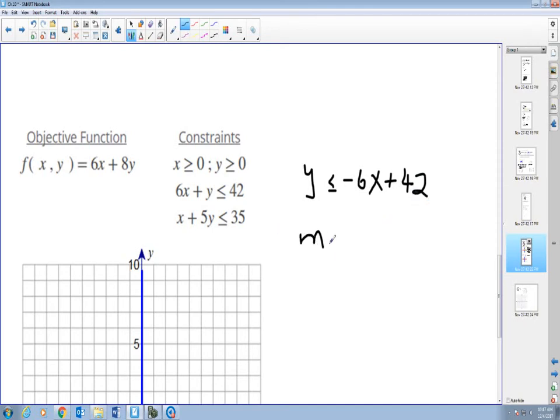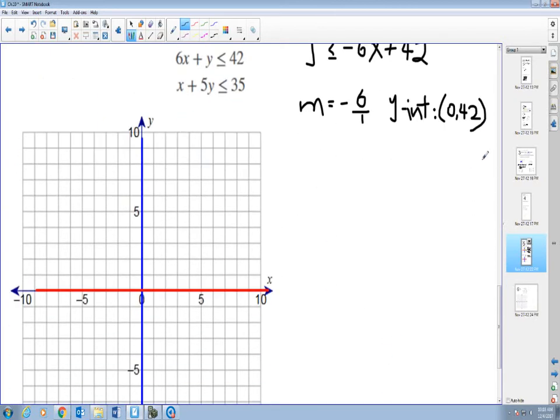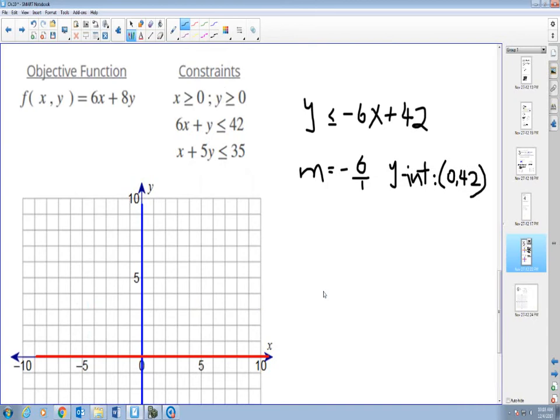Alright, my slope, negative 6 means negative 6 over 1. My y-intercept, okay, 0, 42. So by looking at the slope, I know my line is going downward. Okay, so 0, 42 is way up there. Okay, down 6 to the right 1. So that will take a long time just to figure it out.